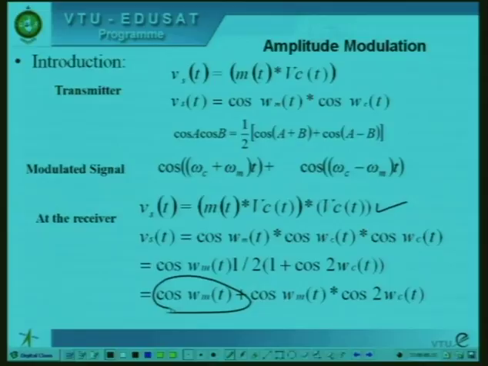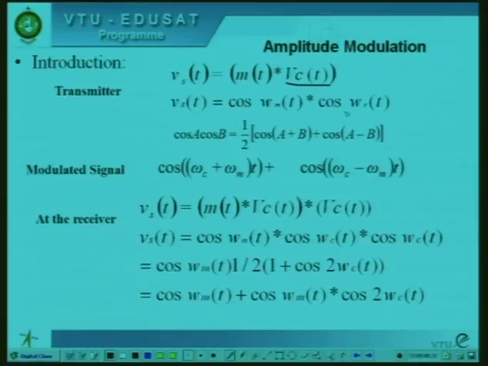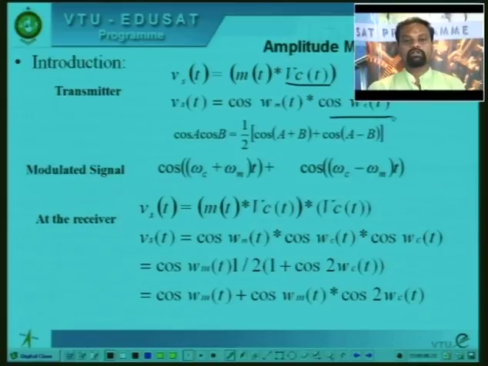Now let us understand the limitations of this multiplication process. At the transmitter we use a carrier Vc of t, which is used for multiplication, and it is cos of omega ct.